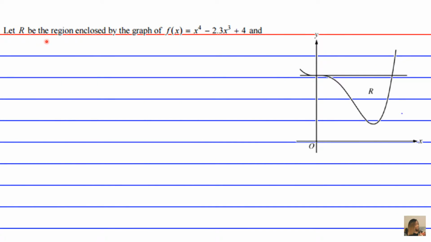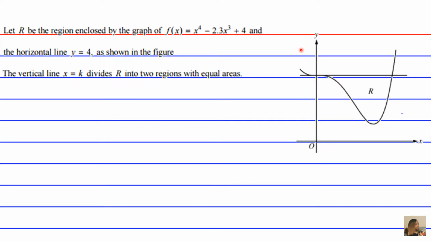Let R be the region enclosed by the graph f of x equals x to the fourth minus 2.3 times x to the third plus 4, and the horizontal line y equals 4, as shown here in the figure. The vertical line x equals k divides the region R into two equal areas. Write, but do not solve, an equation involving integral expressions whose solutions give the value of k.